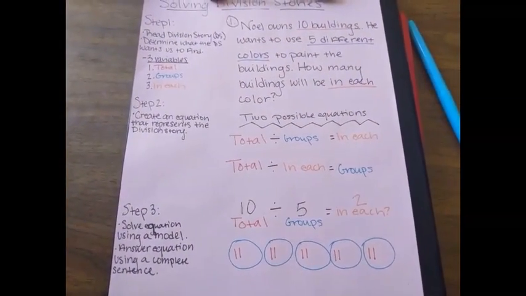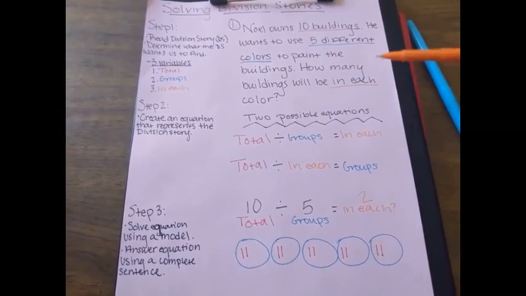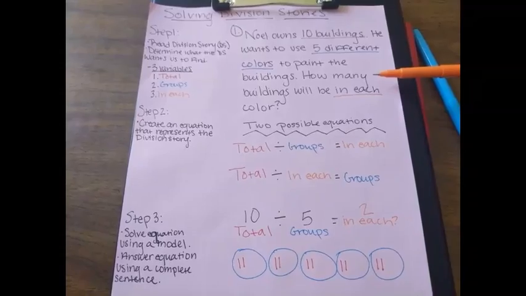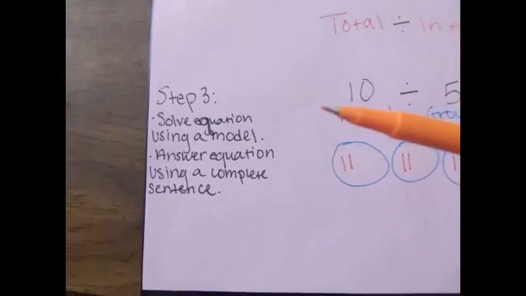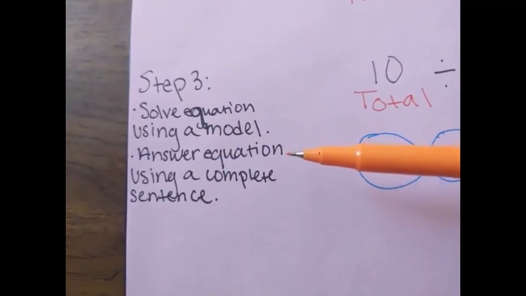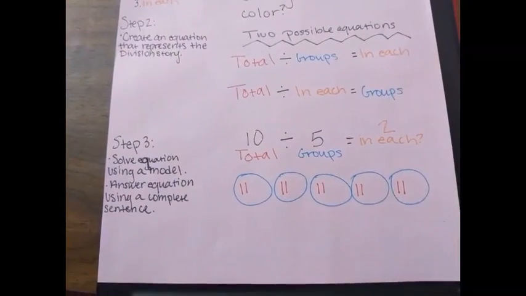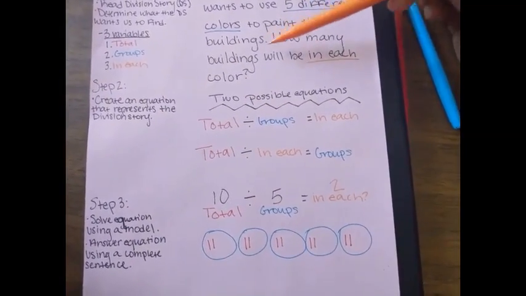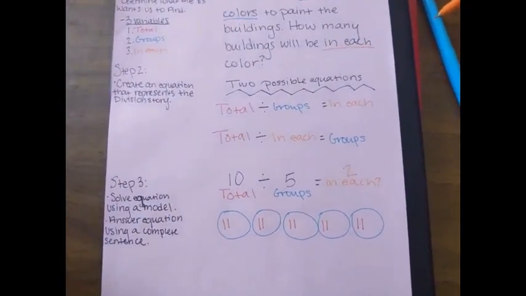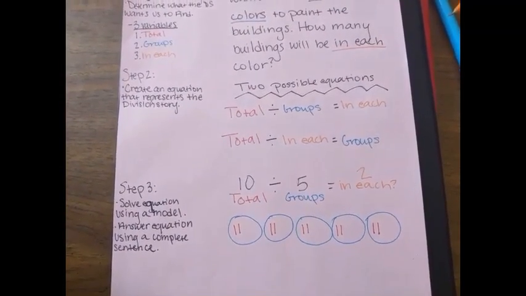But are we done? No. Because although we have solved our equation for our division story, we have to properly answer our division story question. How do we do that? Well, we're going to answer the equation using a complete sentence. Go ahead and take 30 seconds to come up with the complete sentence for how many buildings will be in each color. What will our complete sentence be? Pause the video here, and when we come back, we will discuss.